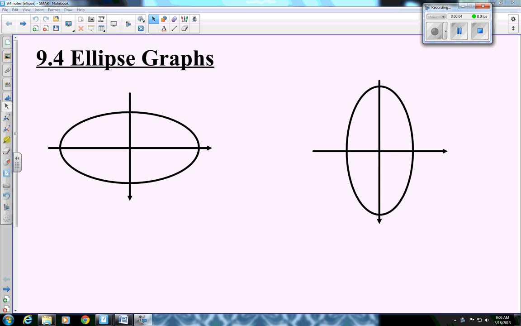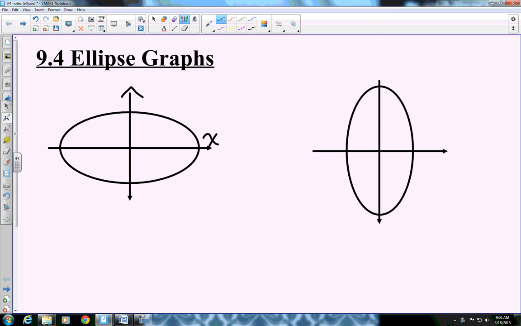Graphing ellipses. Before we graph ellipses, we need to learn some vocabulary to go with them. On here I have two ellipses. One has the long axis along the x-axis. The other one has the long axis along the y-axis. And that is important. Your equation looks different depending on which way it goes.